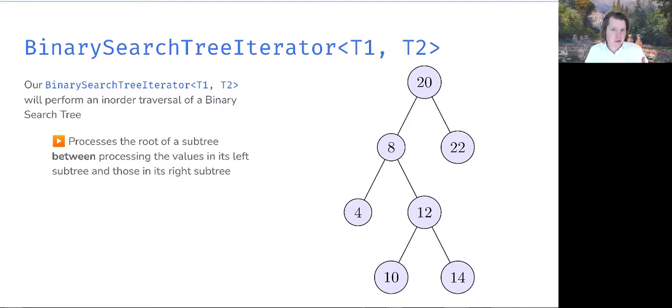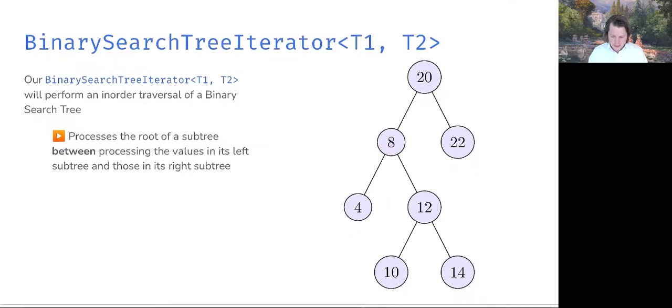And in this particular case, for our particular discussion, it is going to be defined as an iterator that's going to visit the nodes within our binary search tree in order. So if you don't remember necessarily what an in-order traversal was, remember that an in-order traversal is essentially going to process the root of a subtree in between processing the values in the left subtree and those in the right.